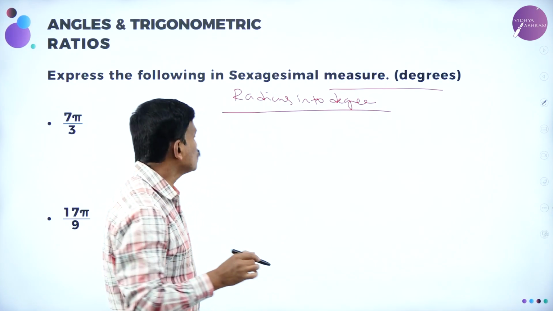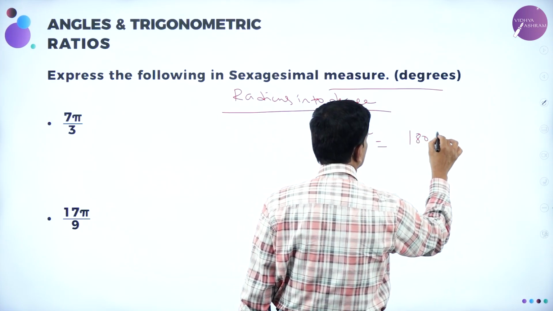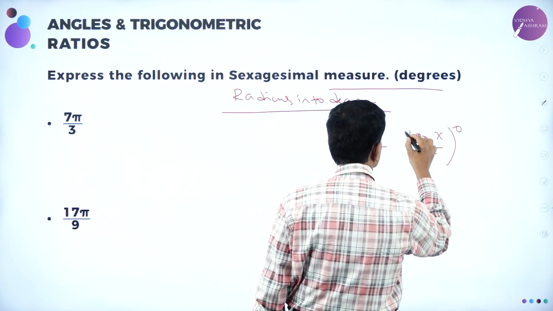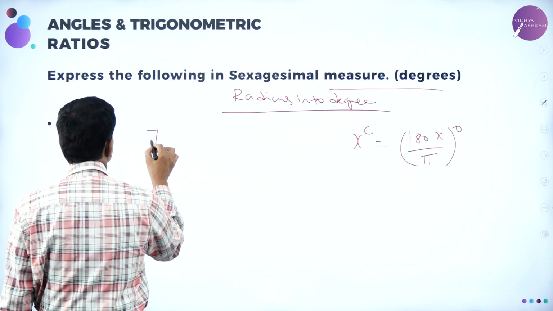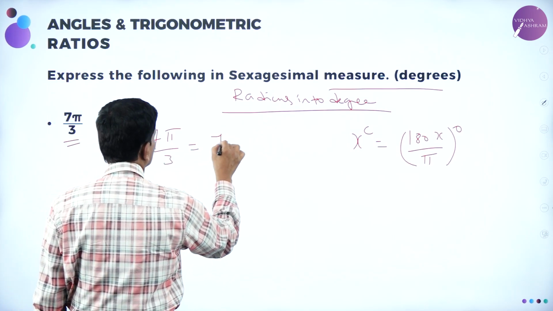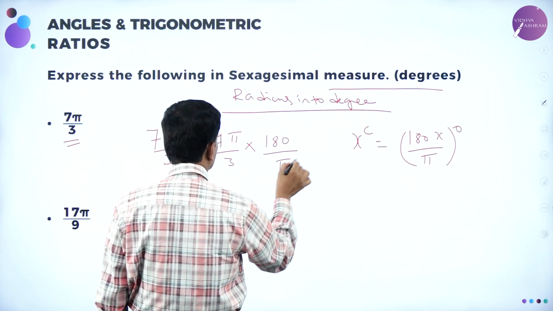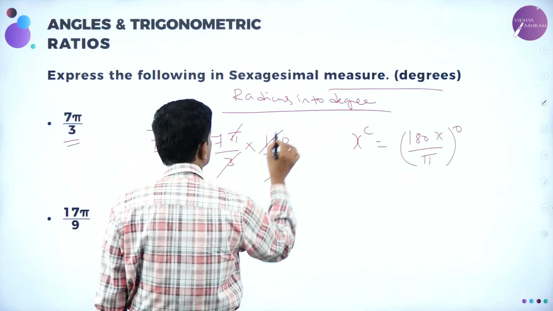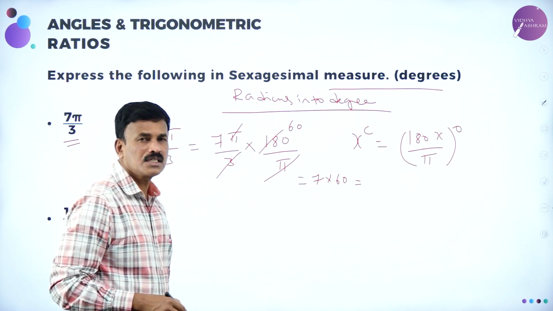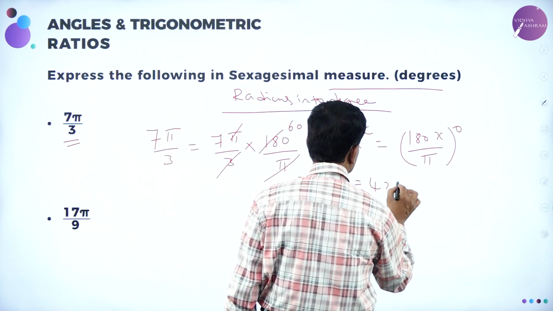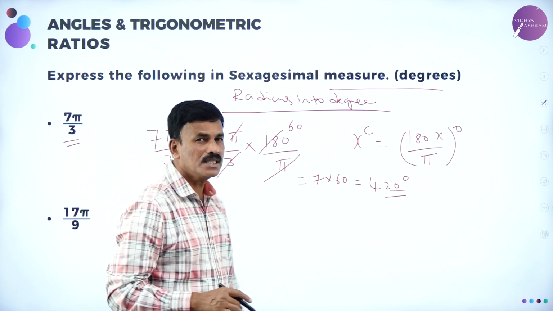Now to convert radians into degrees, x radians is equal to 180x divided by pi degrees. This is the formula we are going to use. Now let us convert this. First one, 7 pi by 3 is equal to 7 pi by 3 into 180 divided by pi. Pi and pi get cancelled. 3 60s are 180. 7 into 60 degrees. 420 degrees. That's it. 7 pi by 3 is equal to 420.